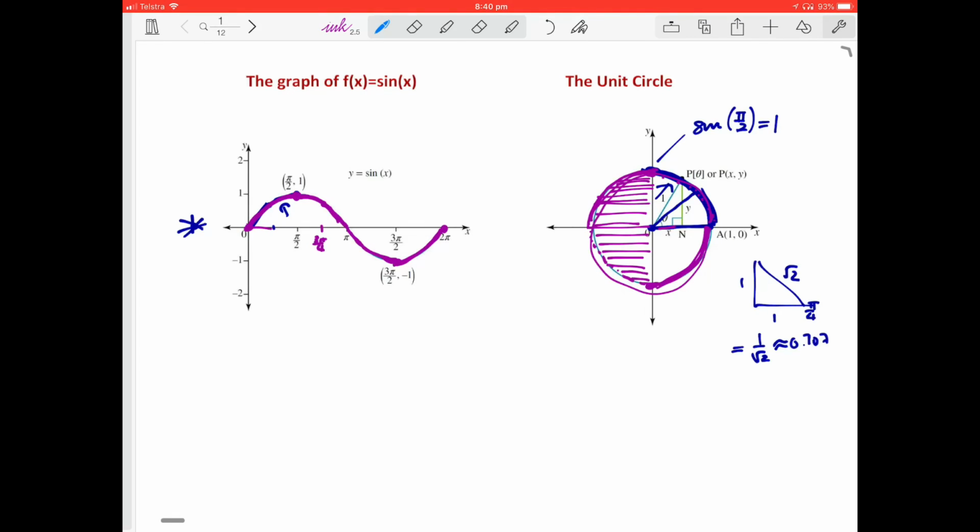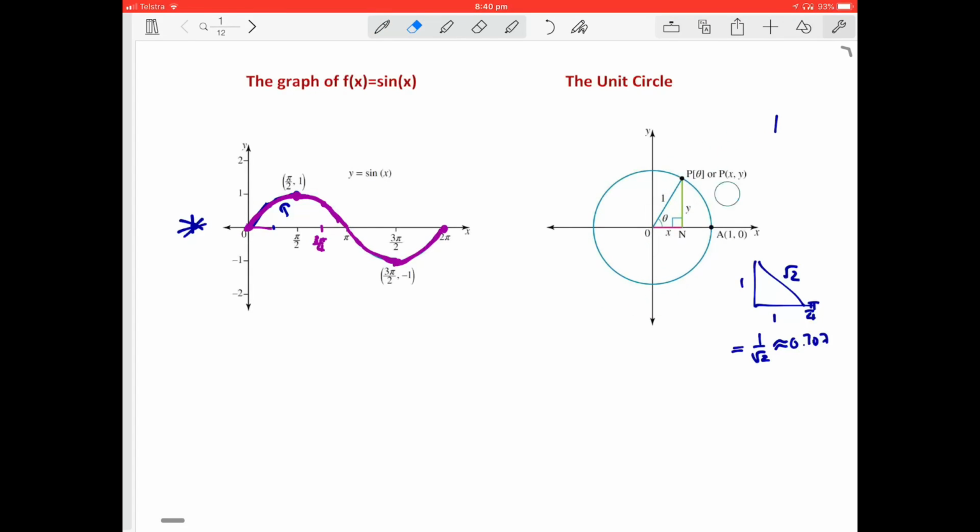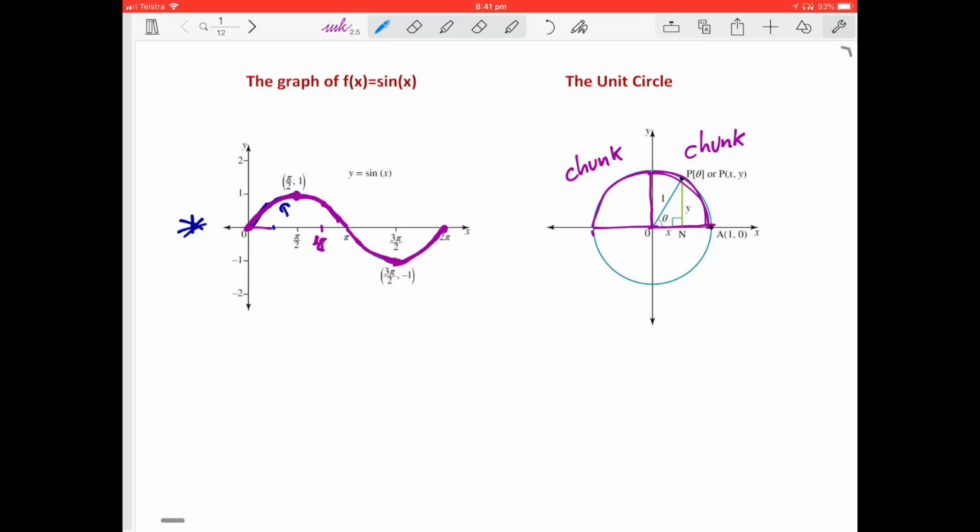Now, I said before something about a chunk, and everyone's probably wondering what I'm talking about. Every graph, sine or cos, I split up into 4 regions. This one here, the first quadrant, that's a chunk. The second quadrant, that's another chunk. The third quadrant, another chunk. And the fourth quadrant is another chunk.